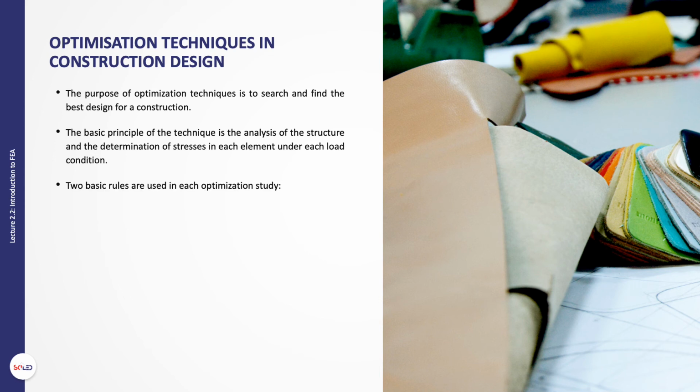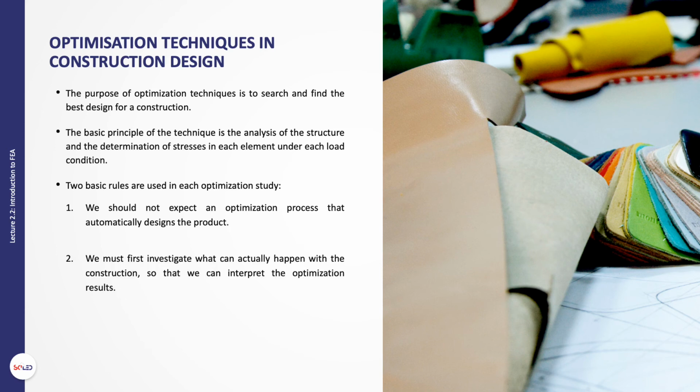Two basic rules are used in each optimization study. First of all, we should not expect an optimization process that automatically designs the product. In addition, although optimization routines are now very accurate and efficient, we must first investigate what can actually happen with the construction, in terms of its geometry, its properties and its behavior, so that we can interpret the possible result of the optimization.